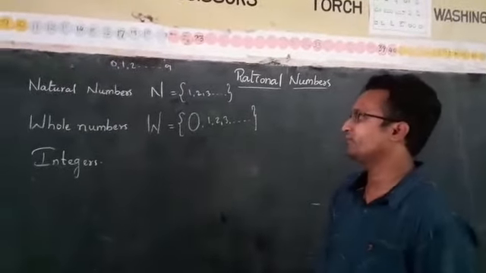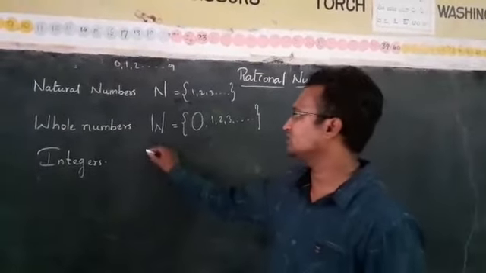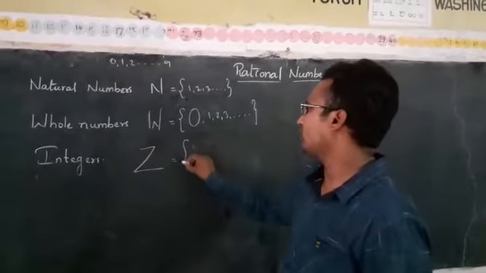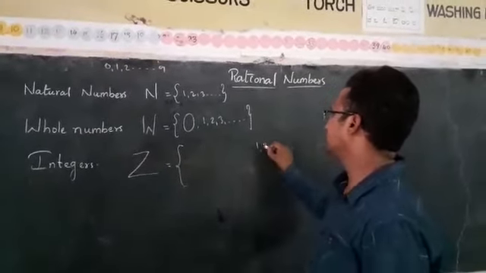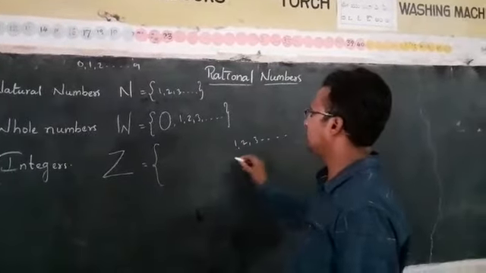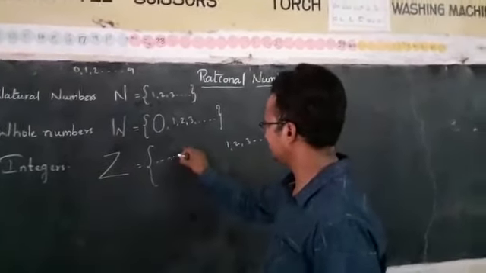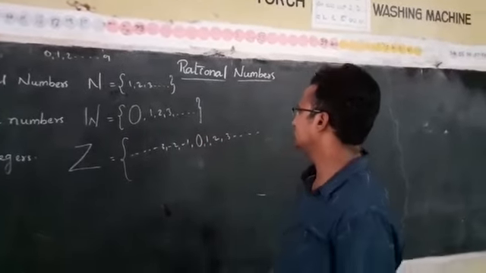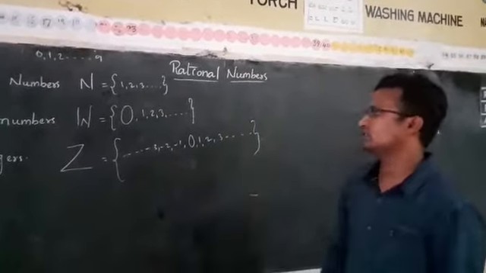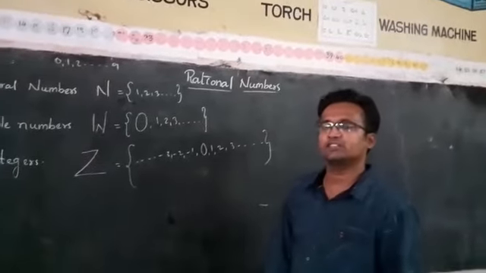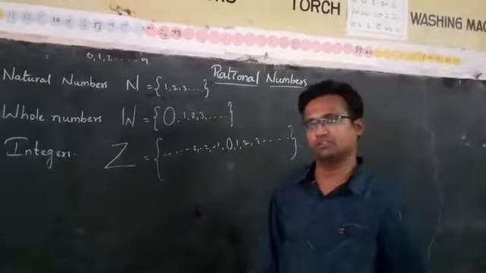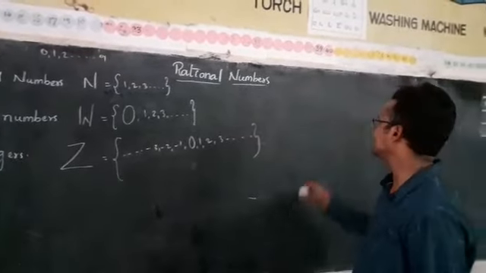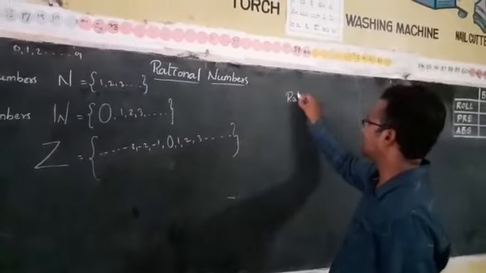And next is integers. Integers is denoted by Z, and all the positive numbers, all the negative numbers, including 0, this is called integers. So integers you can say are direction numbers. They give the directions. And fourth among those numbers is rational numbers.